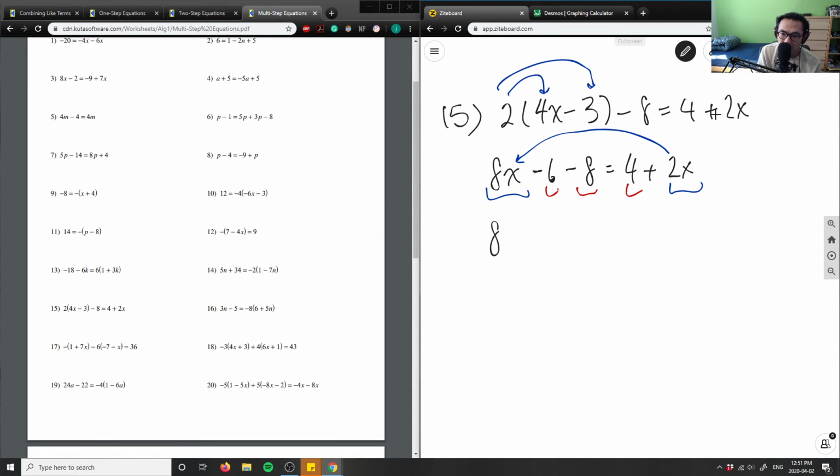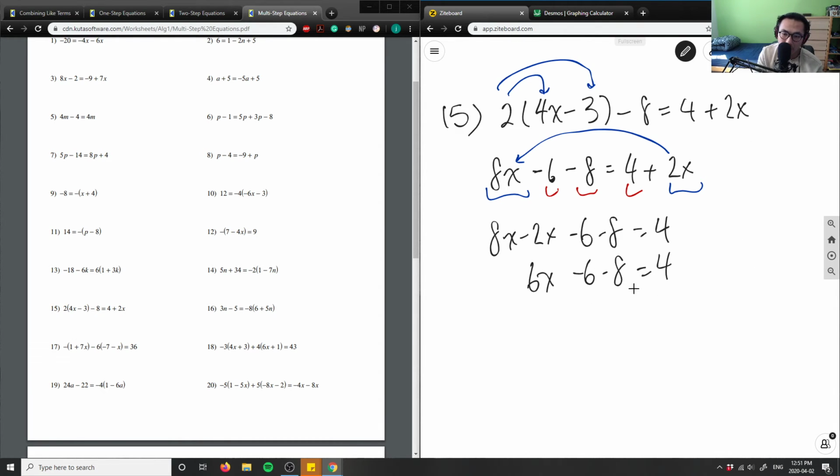So here is 8x minus 2x minus 6 minus 8 equals 4. So 8x minus 2x here is 6x. And then minus 6 minus 8 equals 4. Now, you could choose to do two different things here. You could do this operation first and then bring it to the other side, or you can just bring everything to the other side.